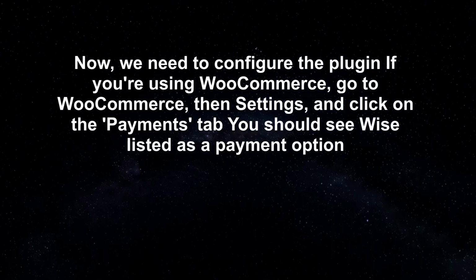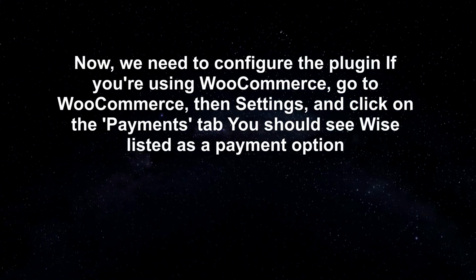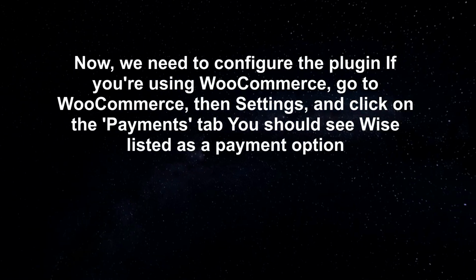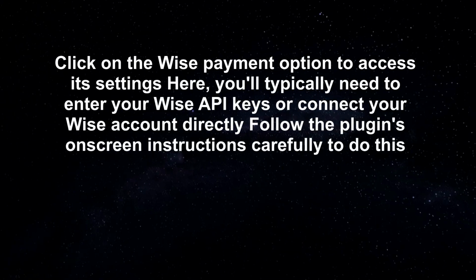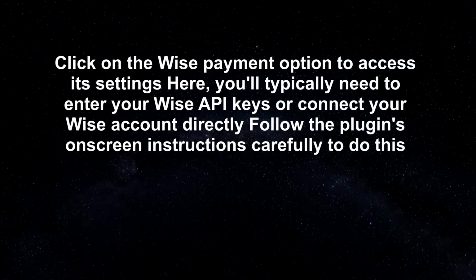Now, we need to configure the plugin. If you're using WooCommerce, go to WooCommerce, then Settings, and click on the Payments tab. You should see Wise listed as a payment option. Click on the Wise payment option to access its settings here.